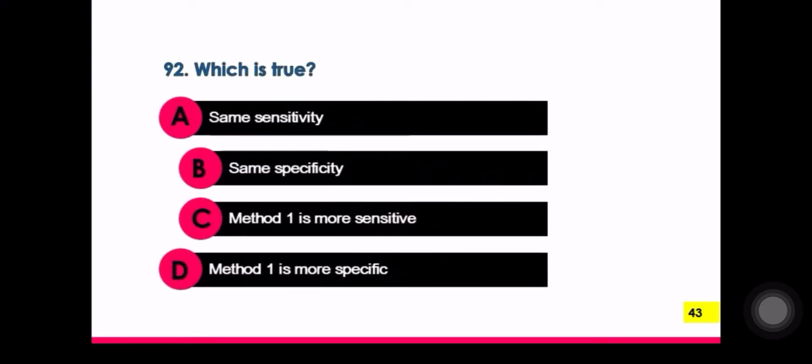which is true? Letter A, same sensitivity. Letter B, same specificity. Letter C, method 1 is more sensitive. Or letter D, method 1 is more specific po. Okay, correct answer po is method 1 is more sensitive po. When we say diagnostic sensitivity, we're more on positives than negatives po. So, since mataas po yung positives ni method 1, siya po ay more sensitive po kesa kay method 2. For number 92, we have letter C.